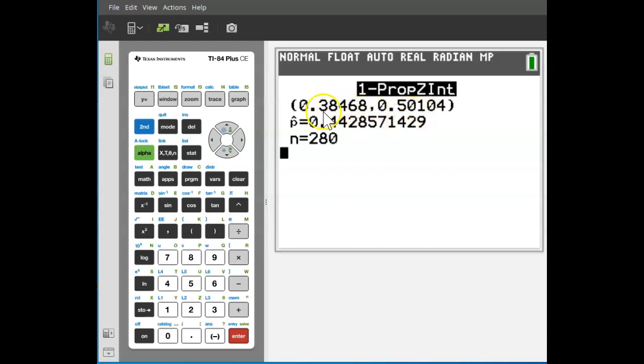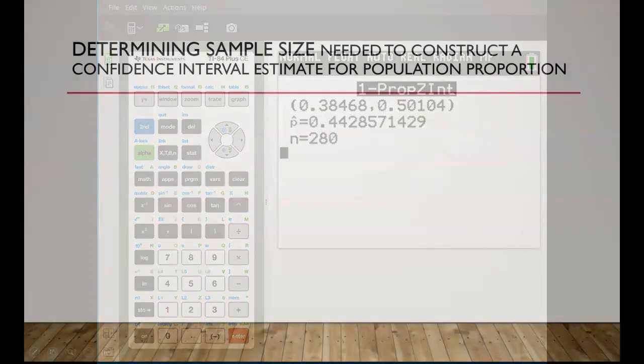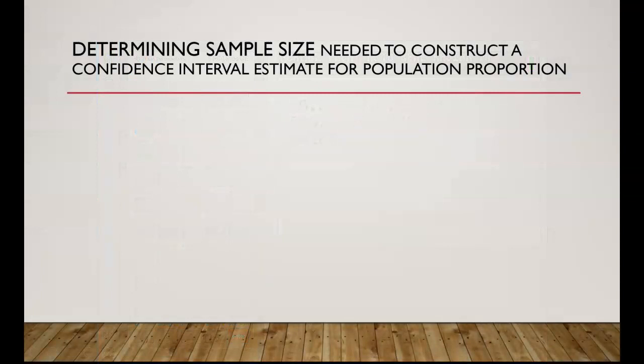And again, this difference resulted from rounding, because when we multiply 0.44 by 280, it is 123.2, and we rounded it up to 124.